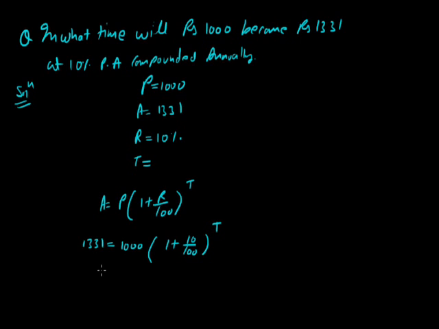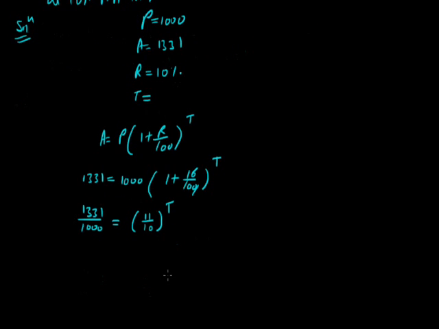T we don't know. So shift 1000 to the left hand side, it becomes 1331 upon 1000 is equal to, 0 and 0 get cancelled, so 1 plus 1 by 10, we are getting 11 by 10 raised to the power T. As we know, 11 cube is 1331 and 10 cube is 1000. So 1331 upon 1000 can be written as 11 by 10 the whole cube, and on the right hand side we have 11 by 10 raised to the power T.